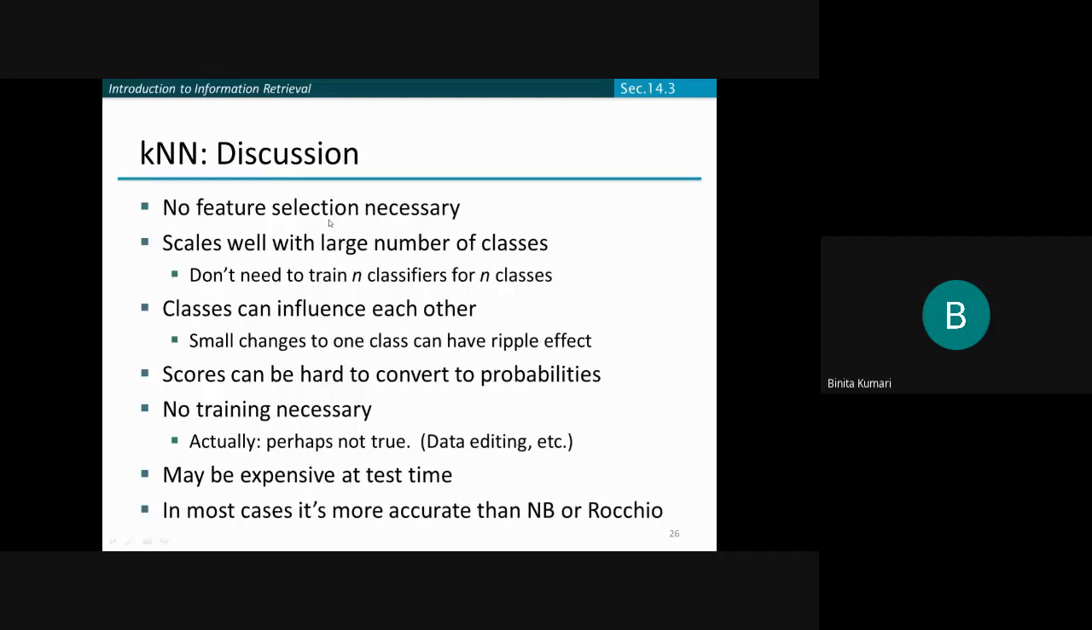It may be expensive at test time, when we are doing the testing. But again, in most cases, it gives more accurate results as compared to the naive Bayes and Rocchio algorithms.